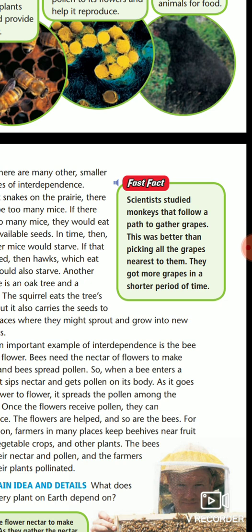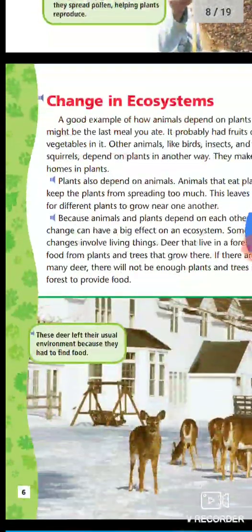Fast fact: scientists studied monkeys that follow a path to gather grapes. This was better than picking all the grapes nearest to them. They got more grapes in a shorter period of time.